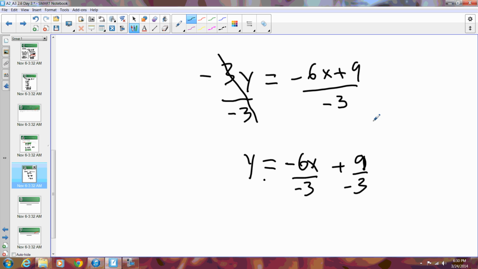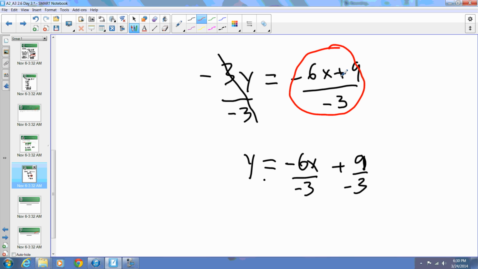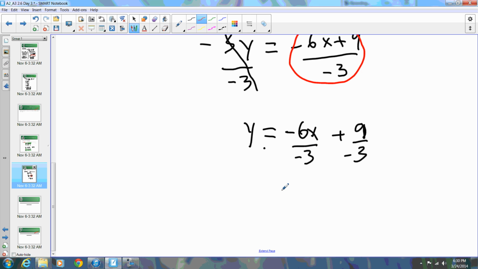So a lot of students get stuck on this step right here, which I'm circling in red. They're like, what am I supposed to do? Is this just a fraction? No. If I have the sum of terms in the numerator, I am free to break this up into two separate fractions, basically, and divide both by negative 3. So this is an important sticking point here. Okay, so what is this now?